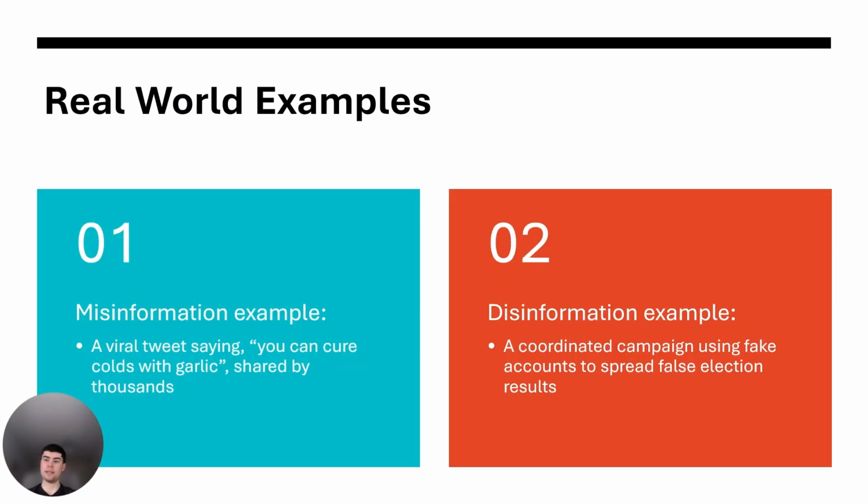So let's take a look at two real-world examples. Firstly, a viral tweet which claims that you can cure colds with garlic, and it gets shared by thousands of people. That's misinformation, most likely unintentional, but still untrue. Now imagine a coordinated campaign where fake accounts post false election results. That's disinformation. It's strategic, deliberate, and meant to manipulate the public. These examples show how both types can spread widely and how both can cause serious damage.